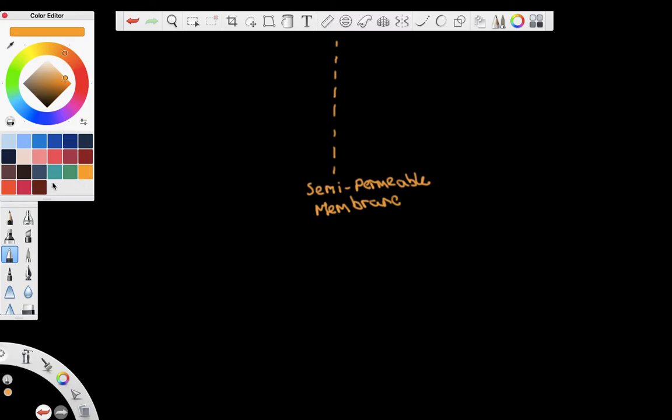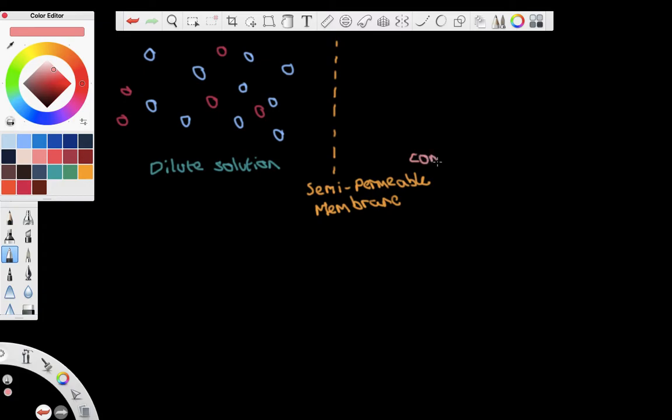On one side, we're going to have a dilute solution. So if you think back to what we've just written down, we need more water particles than we do solutes. So I've put 5, 6, 7, 8, 9, 10. And I'm going to put my solutes in. 1, 2, 3, 4, 5.